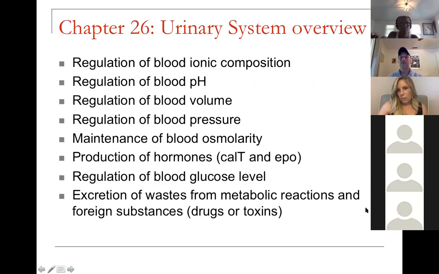Take a look here. Regulation of blood ionic composition, regulation of blood pH, regulation of blood volume, regulation of blood pressure, regulation or maintenance of blood osmolarity. You can read this stuff yourself, okay? But production of hormones, calcitriol, as well as erythropoietin, regulation of blood glucose levels, so on and so forth. The list is longer than this, but these are the major responsibilities of your kidneys. So let's just say losing both of them means you don't have a life.